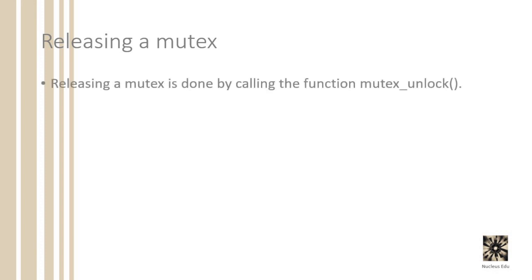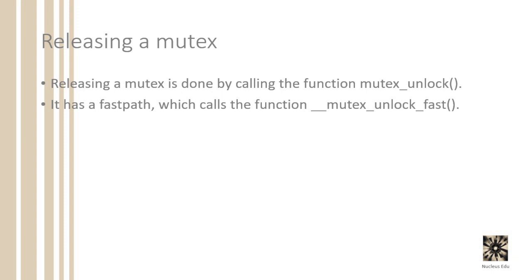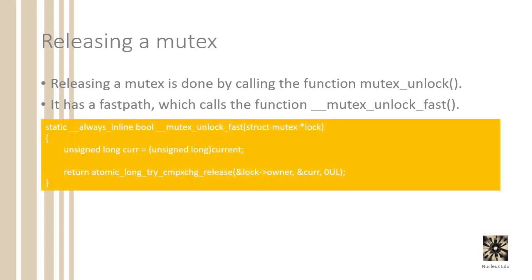Alright, so moving on to the releasing the mutex section. Releasing a mutex can be done by calling the mutex_unlock function. And just like the mutex lock function, it has a fast path which calls the function __mutex_unlock_fast. And this is how it looks, which tries to do an atomic_long_try_cmpxchg_release.